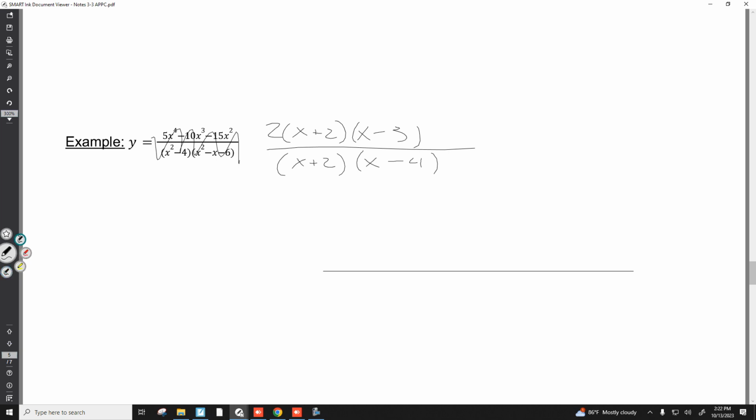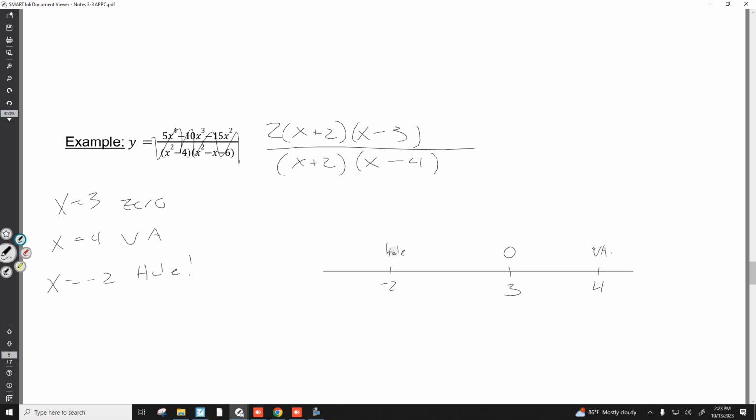Okay. Now, x equals 3 is a 0. x equals 4 is a vertical asymptote. x equals -2 is a hole. -2, hole. 3, 4. 3 is a 0, 4 is a vertical asymptote.